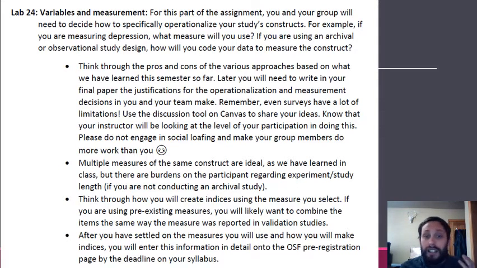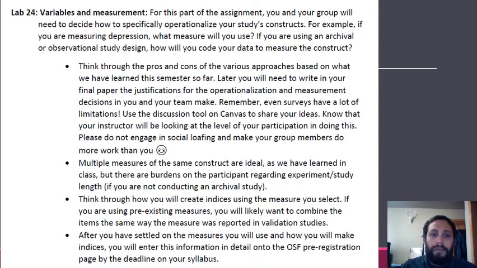I want you to think about the pros and the cons of each approach that we've talked about in the semester so far. The reason you need to do this now is that you're going to need to write a justification in your paper about why you chose these operationalizations of your measurements, right? As a team, if you do the work now, it'll be a lot easier when you're writing your methods paper later.